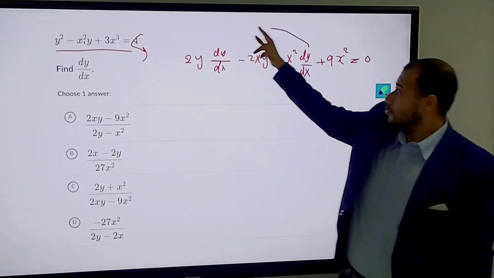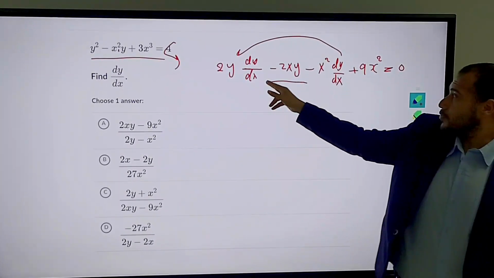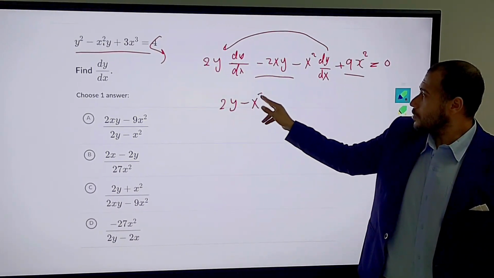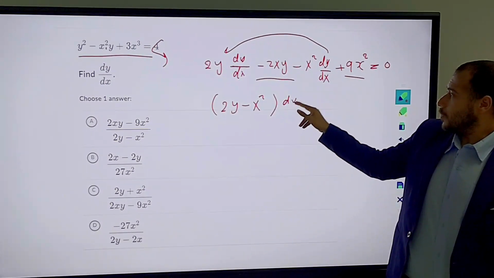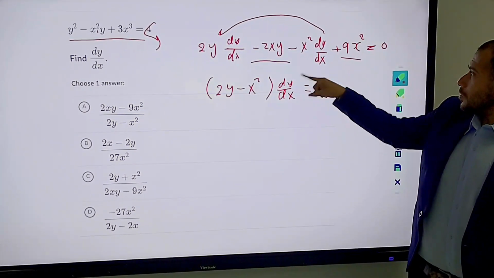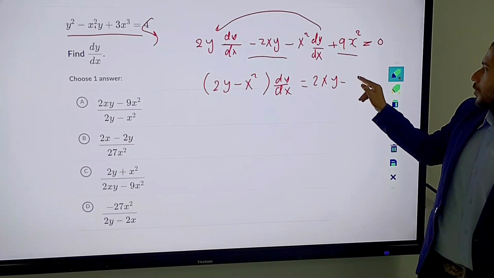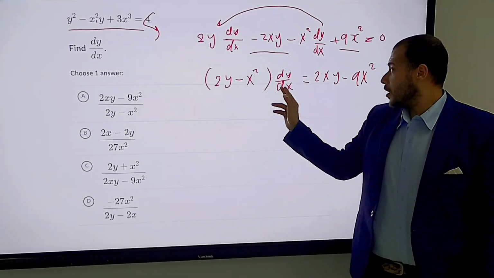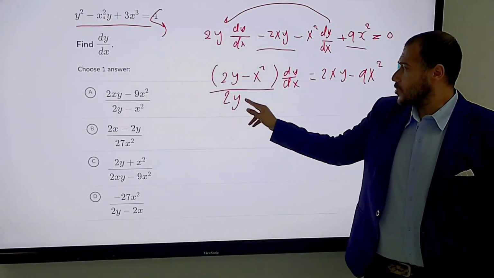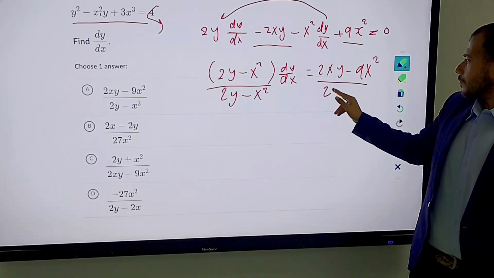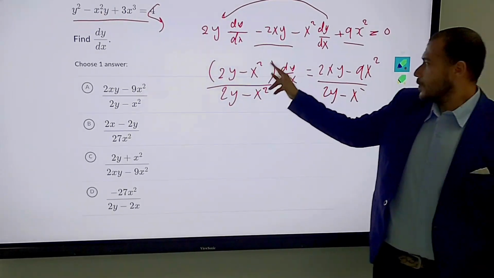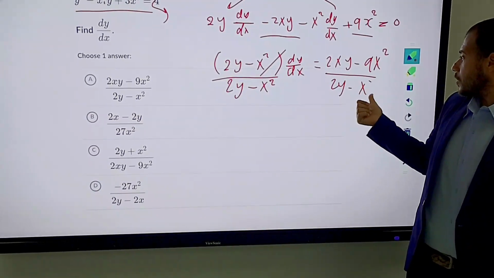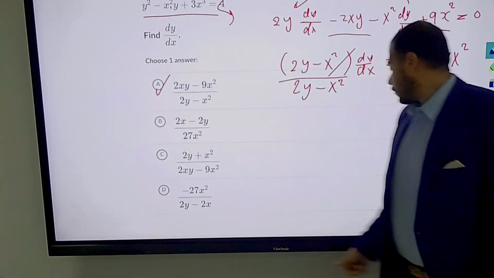And then we will collect the dy/dx terms and move the other term to the other side. So it will be (2y minus x squared) multiplied by dy/dx equals 2xy minus 9x squared. And the last step, you will divide both sides by 2y minus x squared. So dy/dx equals (2xy minus 9x squared) over (2y minus x squared), which is letter A.